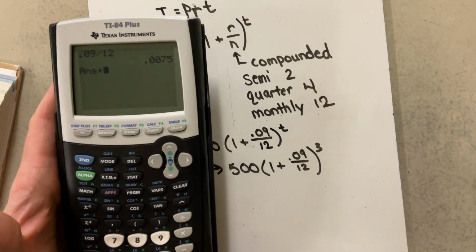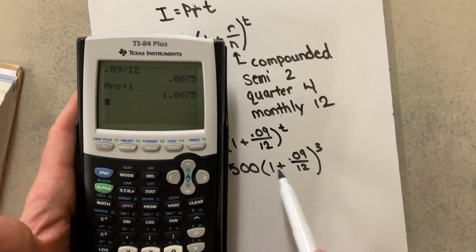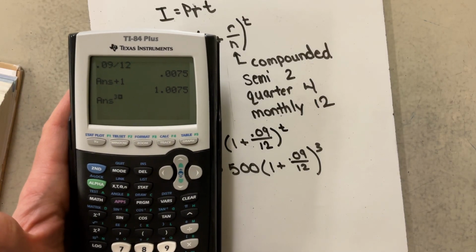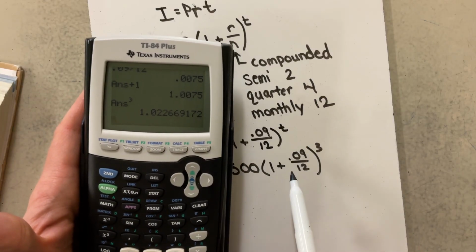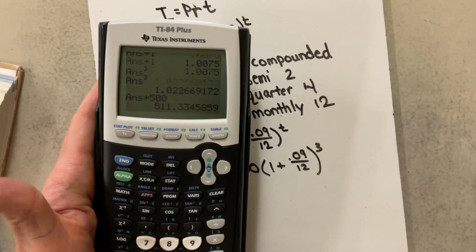Now I'm going to add to that the 1. Okay, that's this piece. We know it's growth because of that. We're going to raise that with the caret to the 3. That gives you this number now. But now we're going to come out here and multiply it times the 500.